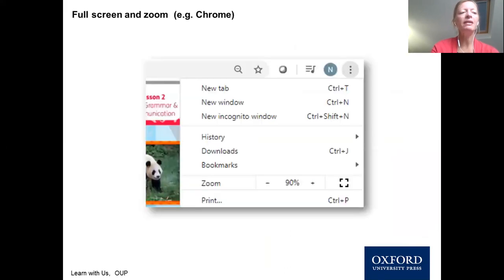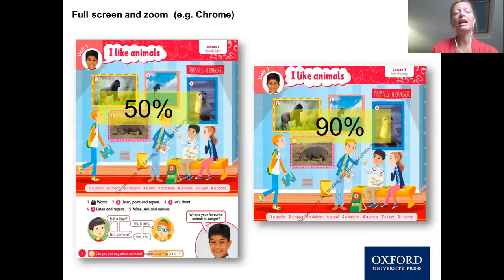Once in single page view, you can use your browser, and in this example I have Chrome, to really focus in and go into full screen mode and then zoom in and out. So clicking here brings up this menu and then allows me to go into full screen mode or zoom in and out. So here's an example of the page at 50% and then zoomed into 90% on a particular activity.